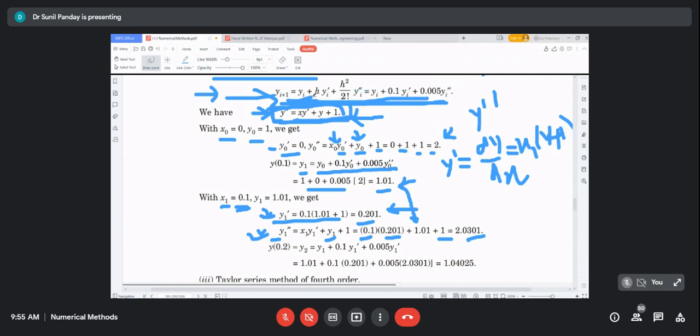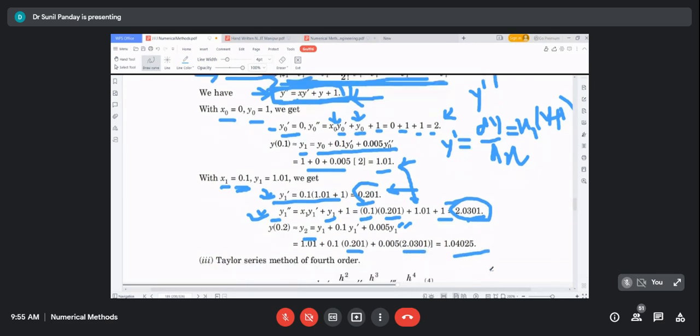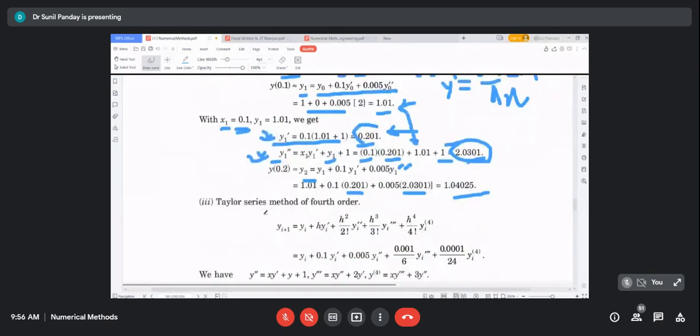In this formula you substitute i equal to 1, you will get y2 equals y1 plus 0.1 y1 dash plus 0.005 y1 double dash. So y1 is 1.01, that is from the previous step, then 0.1 times y1 dash, that is calculated here, and y1 double dash is this one, that is calculated here, and after simplification this is the value. So similarly you can have the Taylor series fourth order method also.